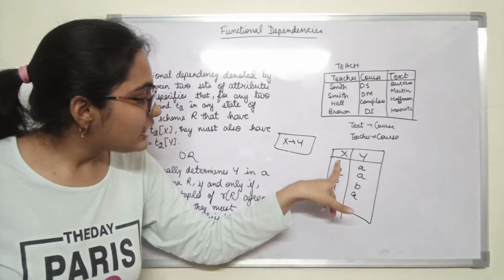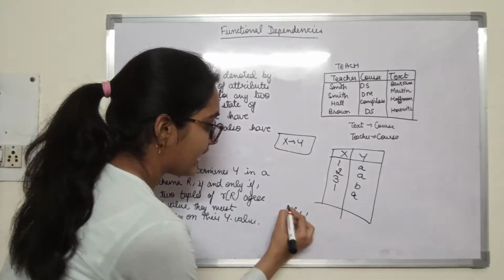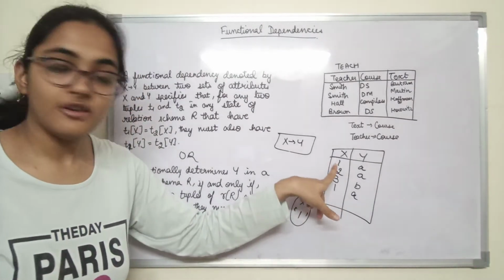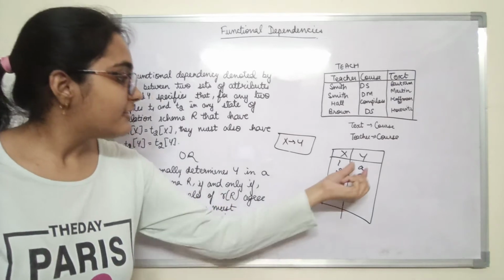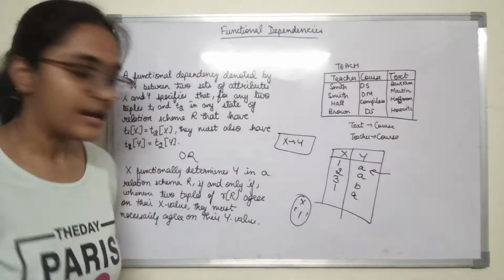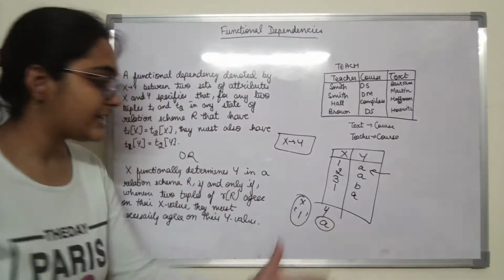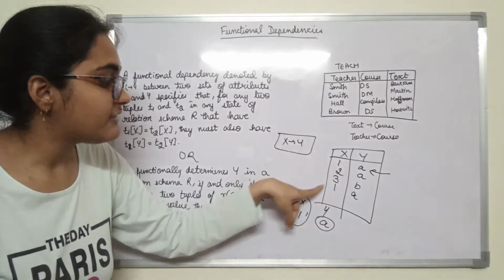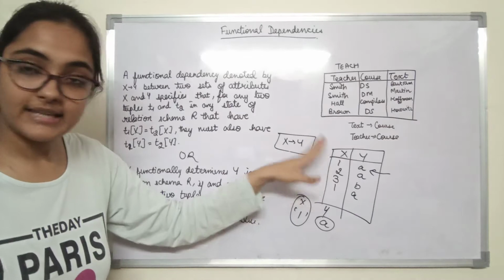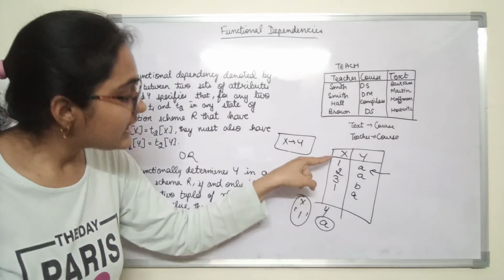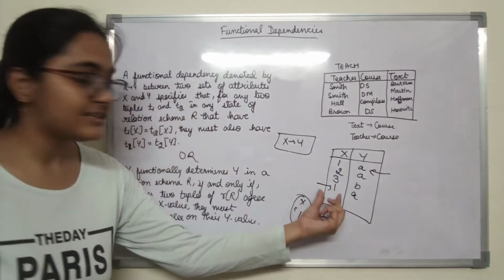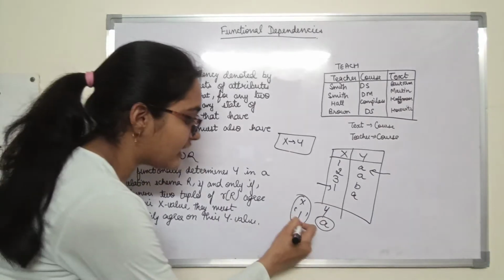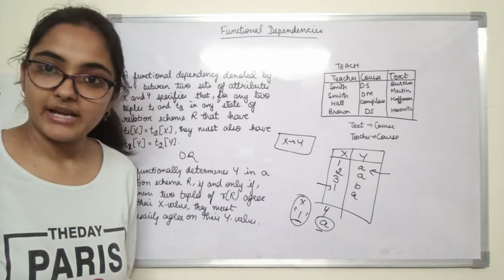So let us say the value of X is given as 1. Can you uniquely say the value of Y? If I say that the value of X is 1, can you tell what the value of Y is? The value of Y is a. So we can say that X functionally determines Y, but we cannot directly say it. First we have to cross check for the second value of X. So now the second tuple for which X remains 1: X is again 1, so Y is again a. So whenever X is 1, Y is a. So X can functionally determine Y.